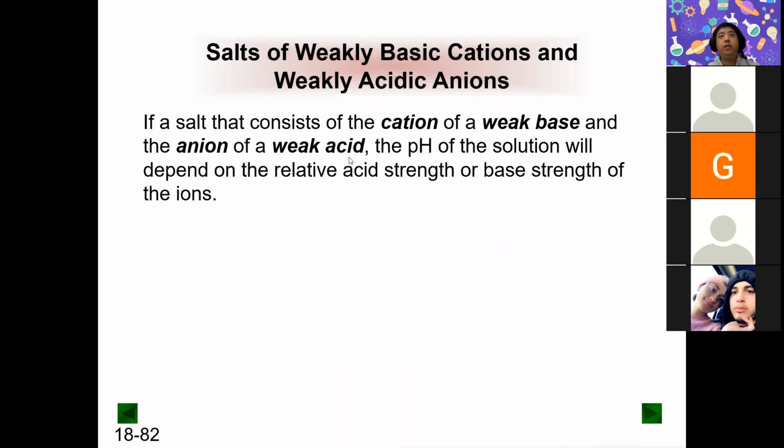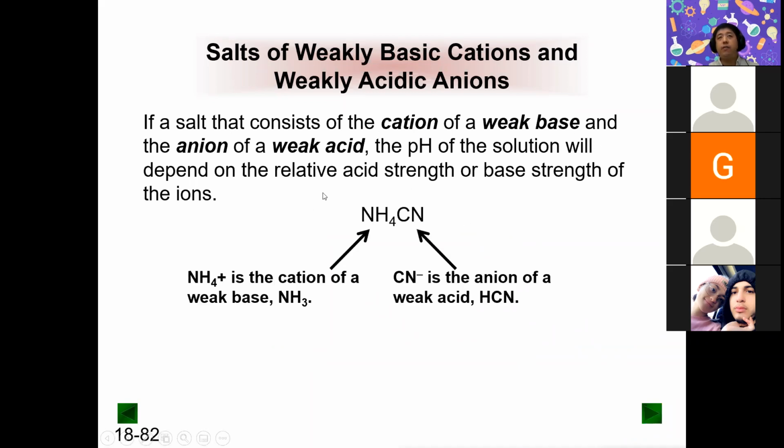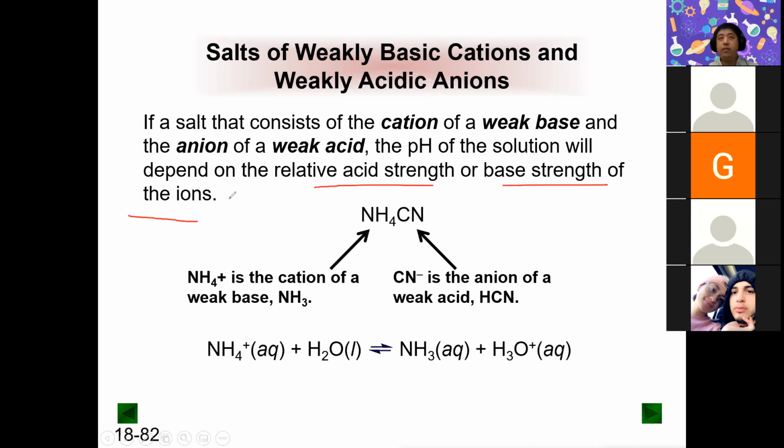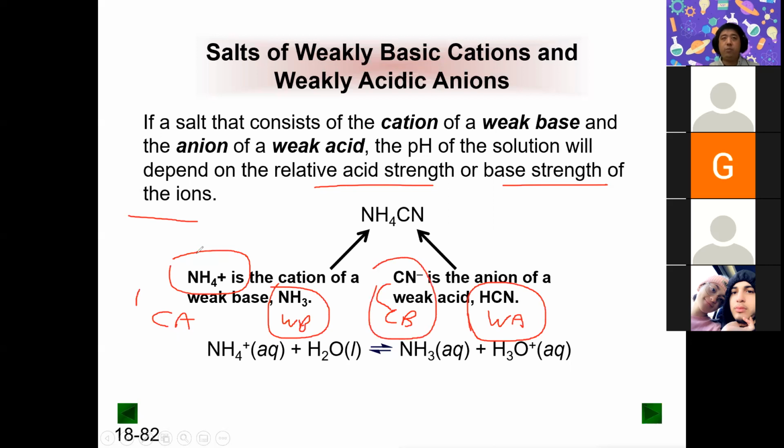All right. So with that said, when we look at situations where we have cations of a weak base and an anion of a weak acid, I need to figure out the relative acid strength or base strength of the ions. So NH4 is essentially the conjugate acid to this weak base. CN minus is the conjugate base to this weak acid. Now I don't have the actual weak base or the actual weak acid present. I do have their conjugates present. So this is the conjugate acid, this is the conjugate base.